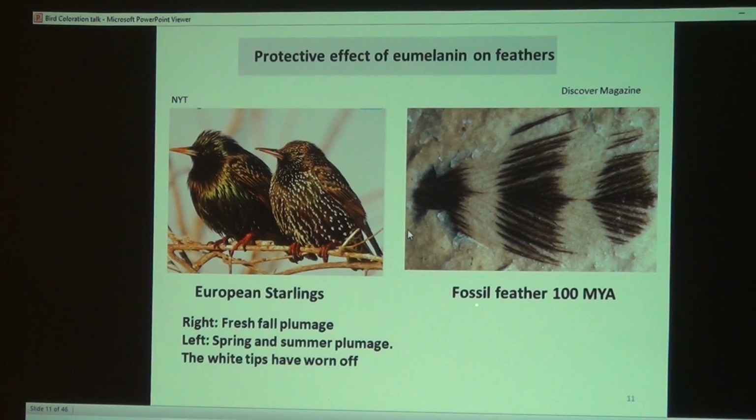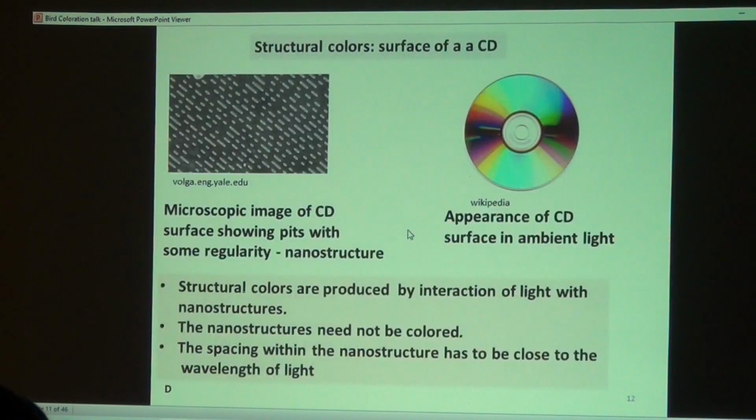Here's another example. It's a fossil feather, 100 million years old. And you might be able to see some impressions that the keratin has left. But after 100 million years, the melanin still remains. One of the reasons for the strength of eumelanin is that it's a polymer. And polymers tend to be more inert physically as well as chemically.